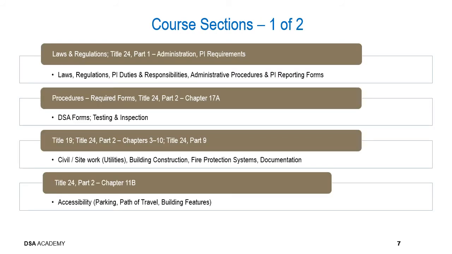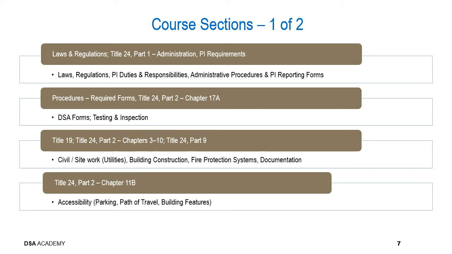Here's an overview of the course sections that are going to be broken up onto two slides. On this first slide, we'll start with the laws and regulations. This is going to be in Title 24, Part 1, or the Admin Code, and it will include project inspector requirements. We'll also go through some of the project inspector reporting forms as well, and PI duties and responsibilities. The second item, listed in the brown shaded area, will be procedures and required forms for Title 24, Part 2, which is CBC, Chapter 17A. And that will include DSA forms and then all the testing and inspection requirements.